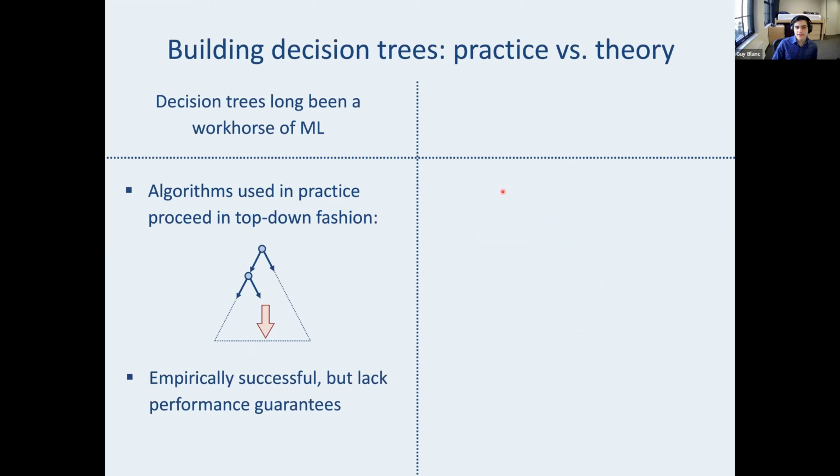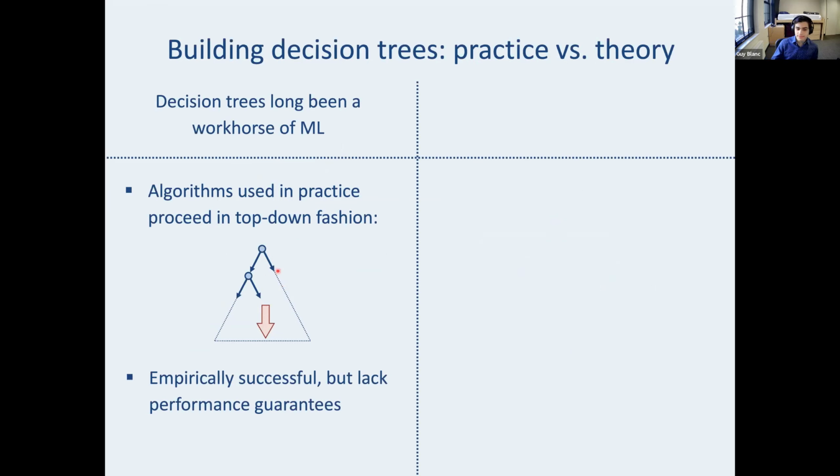This talk is motivated by a disconnect between the theory and the practice of building decision trees. So there's a lot of practical work from the machine learning side in terms of how to build decision trees. And the algorithms used here in practice tend to work top down. So they first decide what's a good variable to put at the root. And then once they make this decision, they decide how to build the tree underneath it.